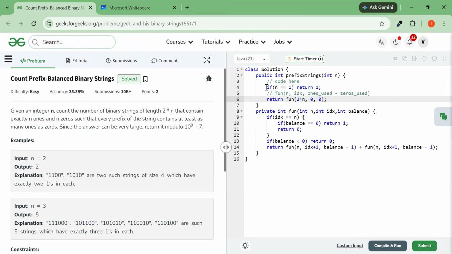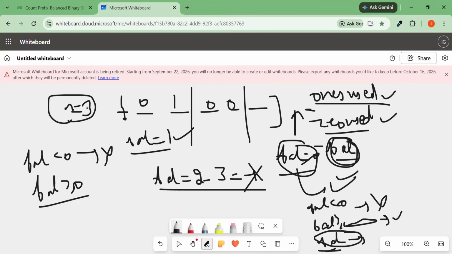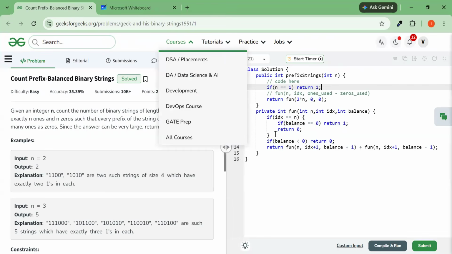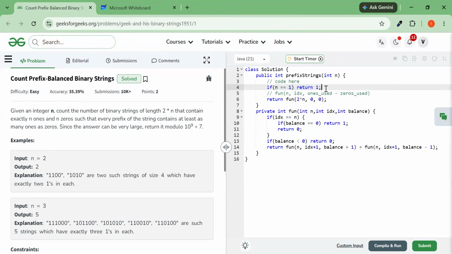What I'm trying to say here is, if n equals 1, let's consider this case also. If n equals 1, it means we have to make 2n. There is only one condition, that is 1 0, because we cannot start from 0, and we need to start with 1. The remaining position should be 0 because exactly the number of ones and zeros are equal. So I have simply written this as an extra-handling base case.